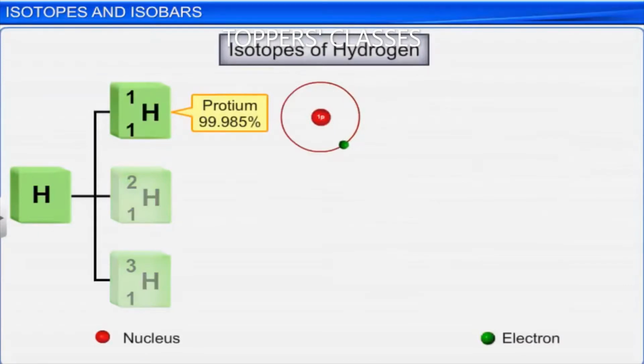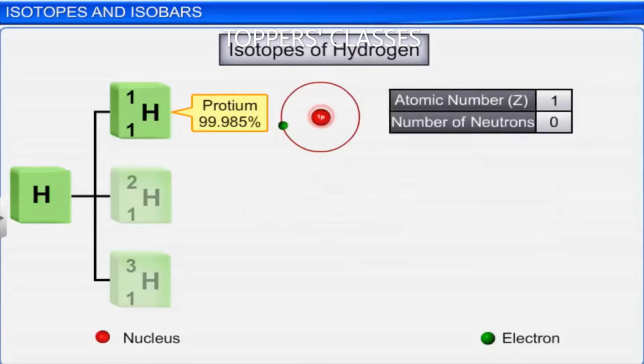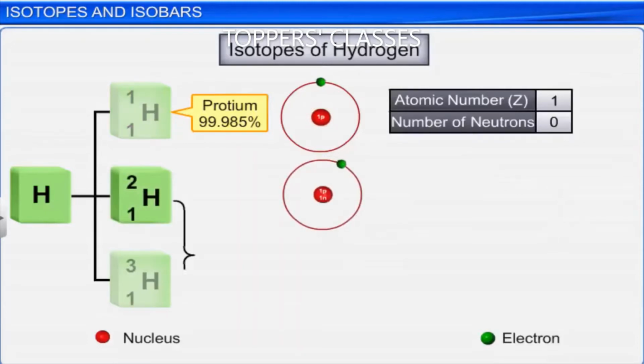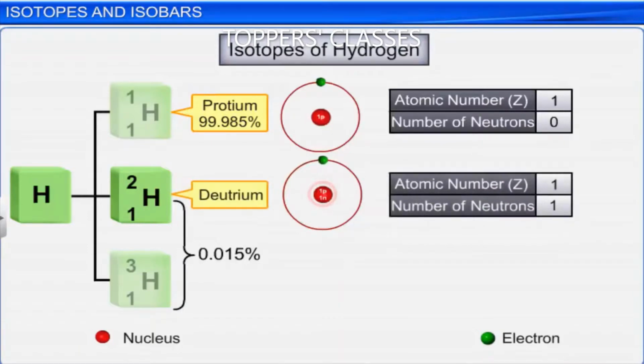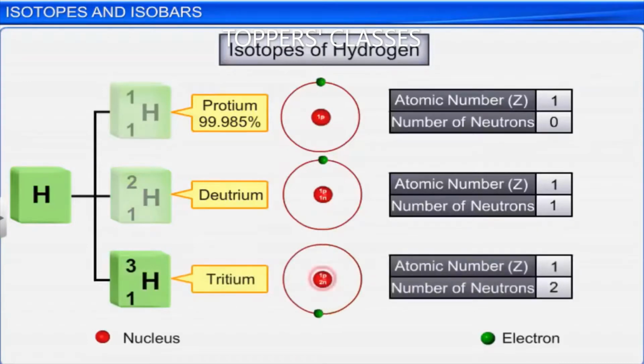99.985% of hydrogen atoms contain only a single proton in their nucleus. This isotope of hydrogen is called protium, 1H1. Remaining 0.015% contain two other isotopes, deuterium, which contains one proton and one neutron, and tritium, which contains one proton and two neutrons. You can see that all these three isotopes have the atomic number 1 and mass number 1, 2, and 3 respectively.